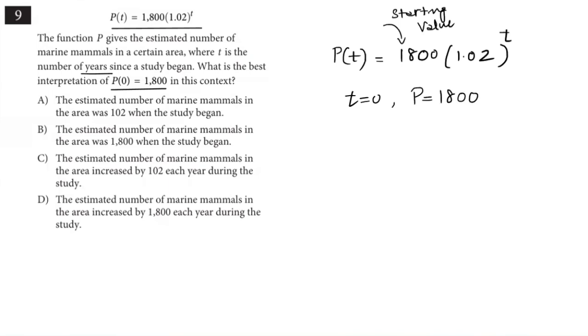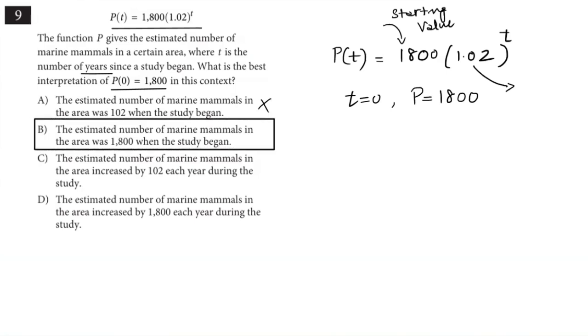And another thing about the base of the exponential function is it's 1.02. So it's kind of 102%. So it's a 2% gain each time, increasing after each year, right? So now we dive into the options. A, the estimated number of marine mammals in the area was 102 when the study began. No, it was 1800 when the study began. This is absolutely correct, this statement.